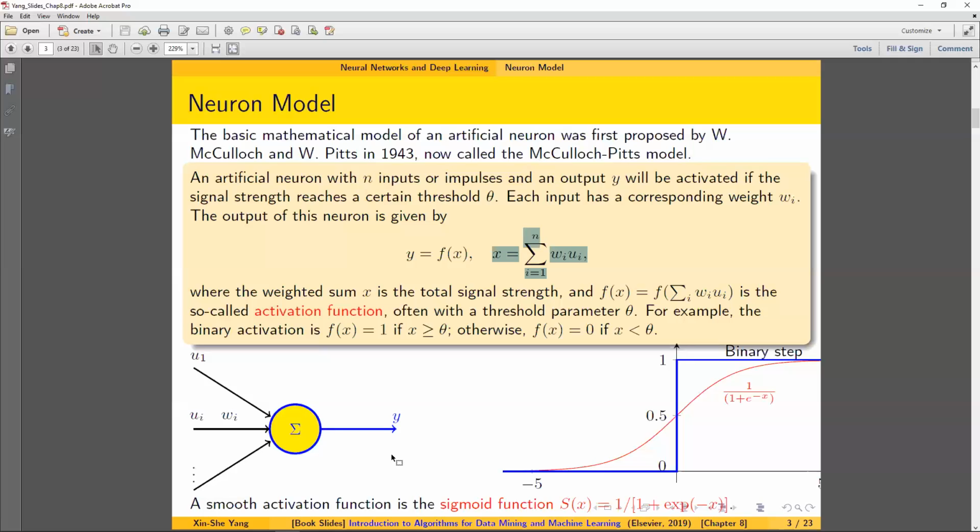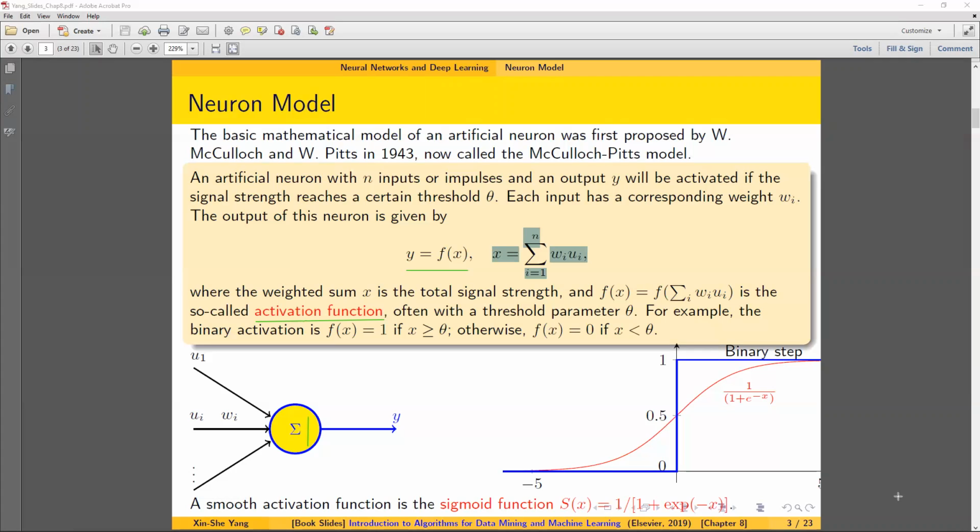Oftentimes people have something called an activation function that comes after the summation. In other words, the activation function takes the form f(x). f(x) is something that we don't know. So first of all, we take a summation of that and then apply f(x) to come back with our y. This f(x) itself is called the activation function.